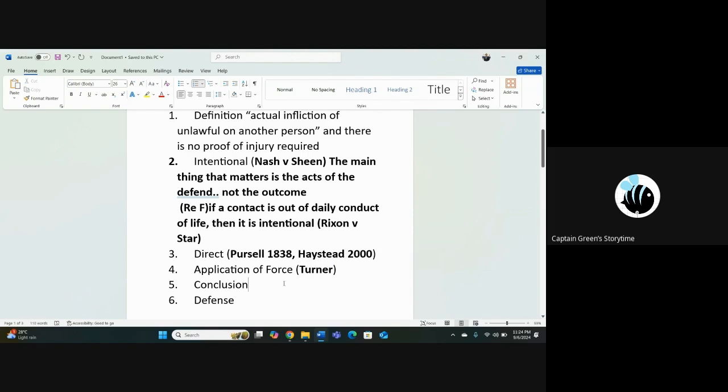After satisfying all these elements: number first, writing the definition of battery. Number second, whether it was intentional or not. Number third, whether it was direct or not, or any of the exceptions apply or not. Then after satisfying the element of application of force and writing down the case of Turner, you should come to the conclusion. If all these elements are satisfied, the person would be held liable for battery.